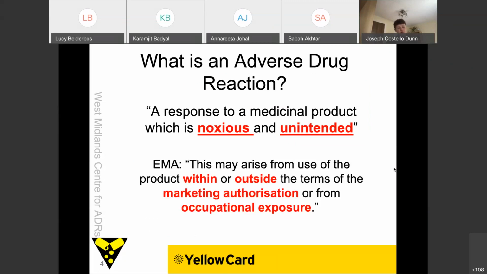This World Health Organization definition had some ambiguity surrounding it. So the European Medicines Agency further defined it as a reaction that may arise from the use of the product within or outside of the terms of the marketing authorization. So that means it's either on license or off license, as well as overdoses, or from occupational exposure.